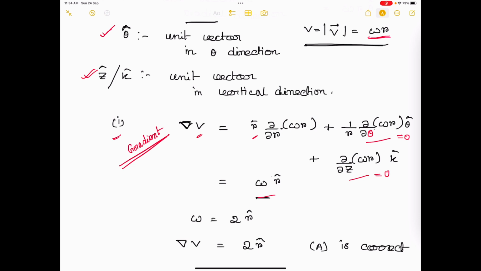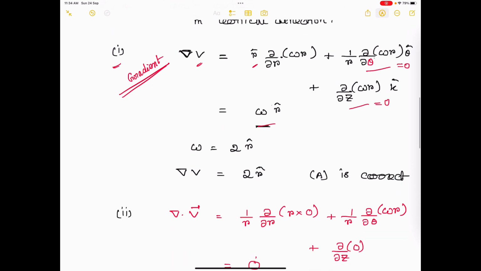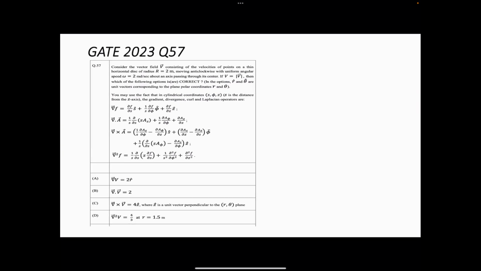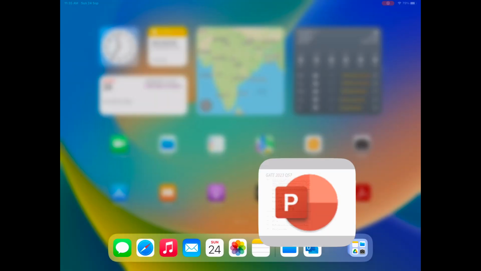So this now is a vector, because gradient is a vector quantity. So omega into r cap. Now the value of omega is given, so this will be 2 r cap. Therefore, grad V is equal to 2 r cap, and option A is therefore correct. If I see this option A, grad V is equal to 2 r cap, which is a correct option. But we need to check the other options because it's a multiple select question. More than one option may be correct.